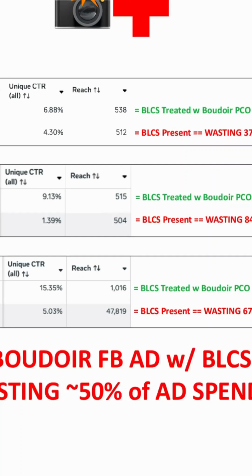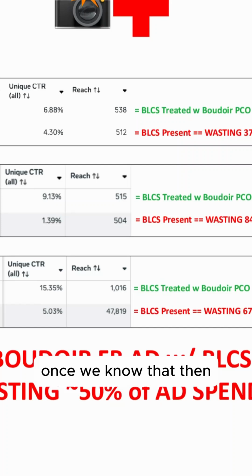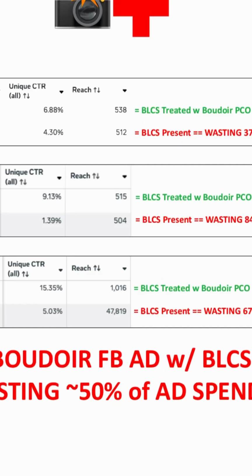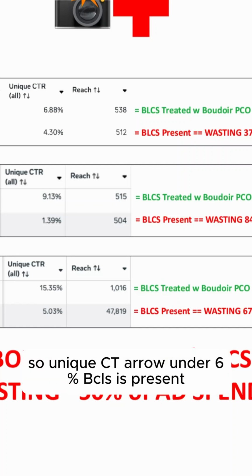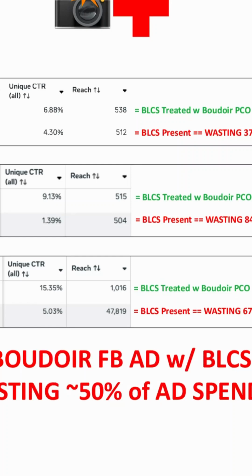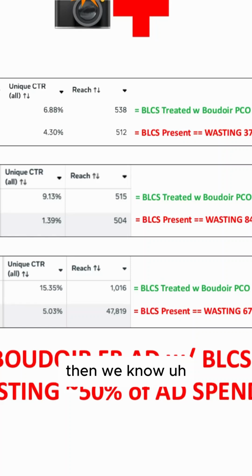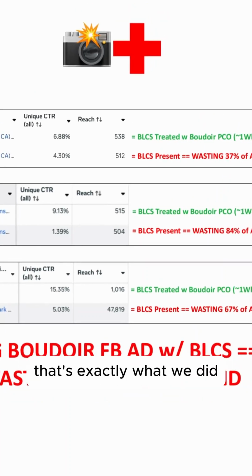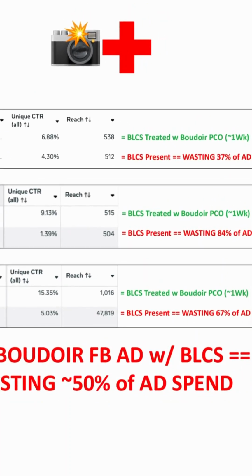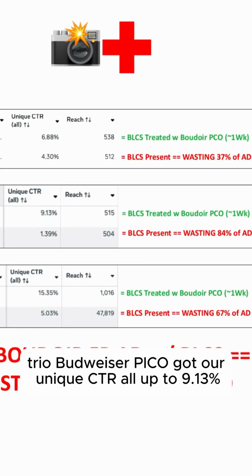And once we know that, unique CTRL under 6%, BLCS is present with Boudoir low click syndrome. Then we know we can trade it with Boudoir Pico. So again, that's exactly what we did. Trade with Boudoir Pico, got our unique CTRL up to 9.13%.